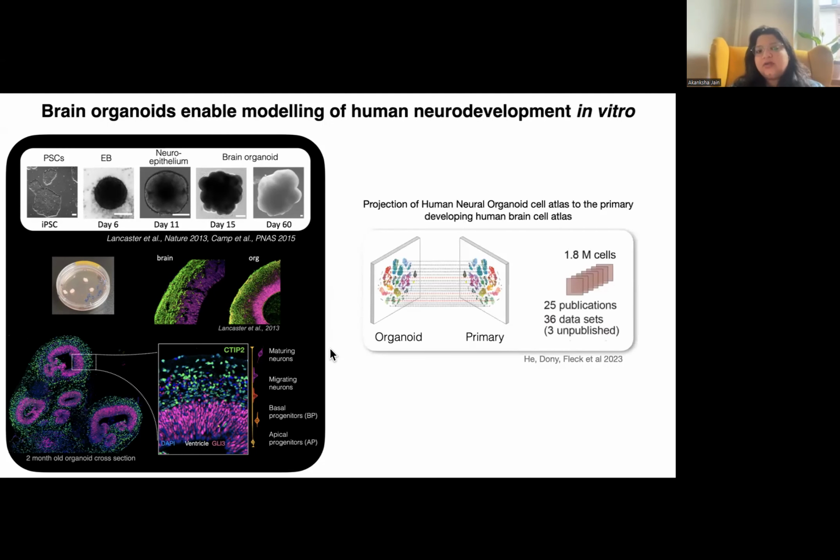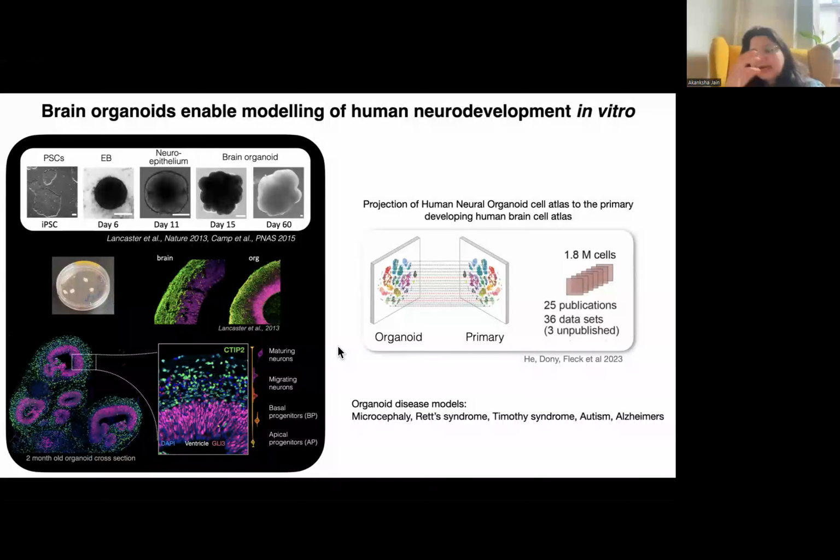Further, a huge concerted effort has started integrating a lot of single-cell analyses and different kinds of atlases that people have produced in the last 10 years to compare these organoids to the primary tissue, where now we have a better understanding of what the different cell types and brain regions are that are getting created in these protocols, and what it is that we are really recapitulating.